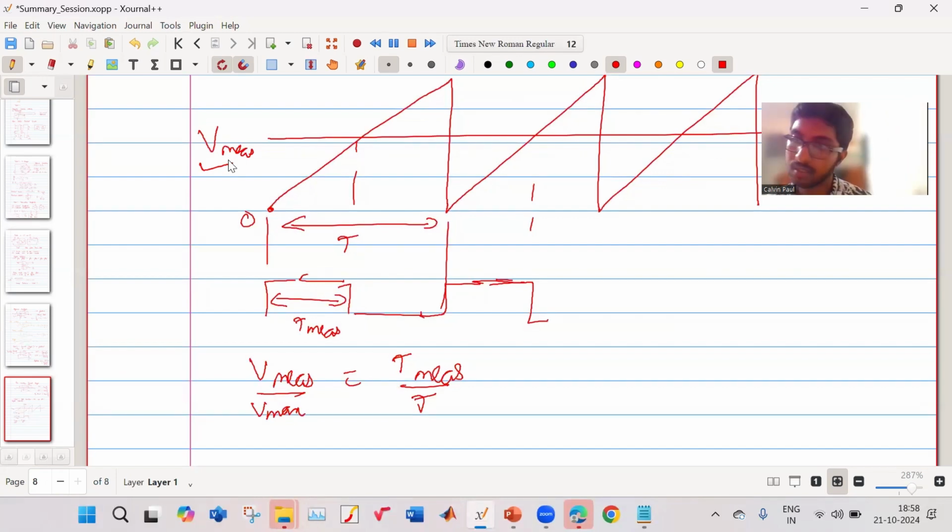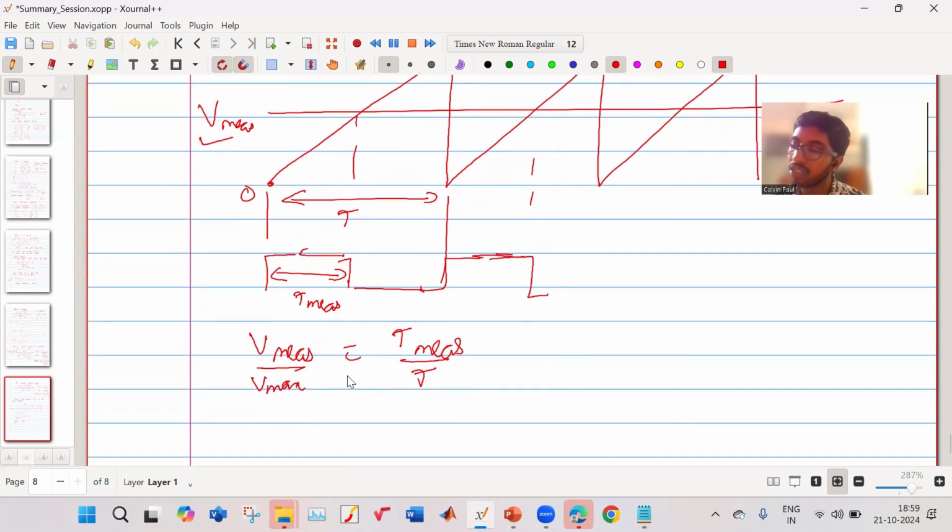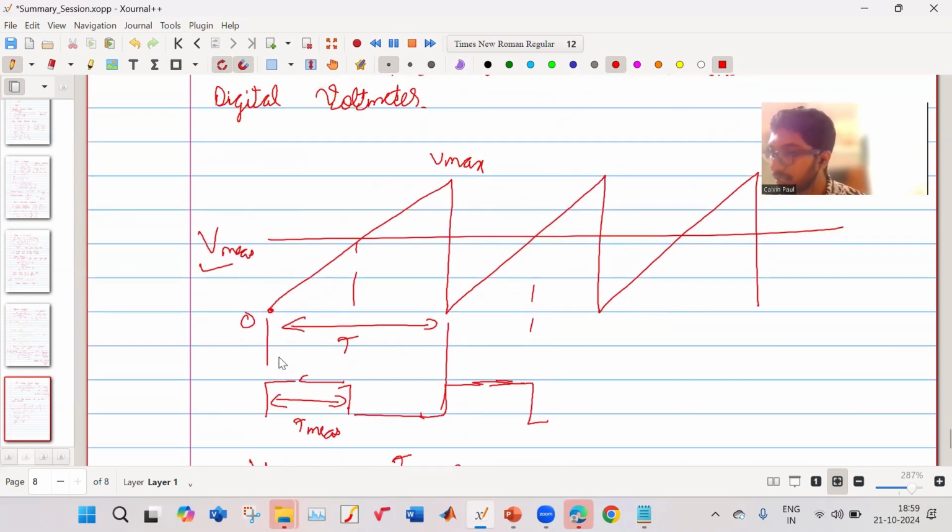So this is like a linear ramp type voltmeter. It will keep on giving this signal, a ramp signal. And at which instant it crosses it, I will note down. And how much time it is taking, I will note down. And depending on that, I can tell what is the measured value, measured voltage. Okay, so this is one way.